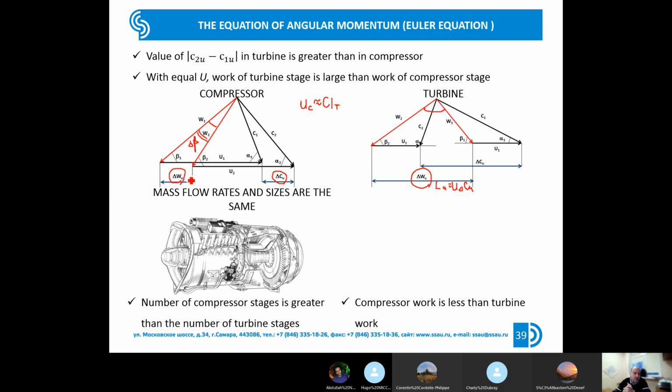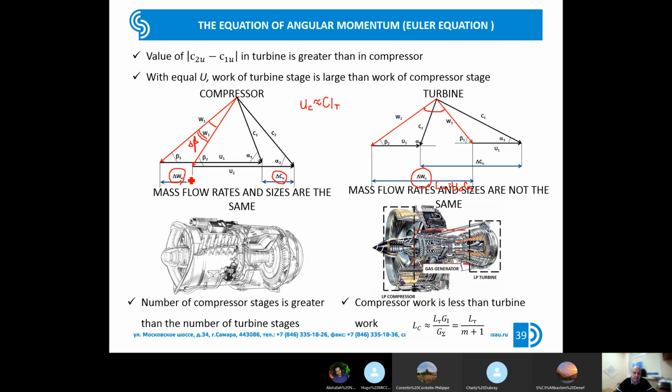So I think it's a very interesting conclusion, and it explains why the gas turbine engine looks like we know it. And it's really very typical. You could find a lot of pictures of compressors. You could visit an engine museum. In most cases you will find the same picture.